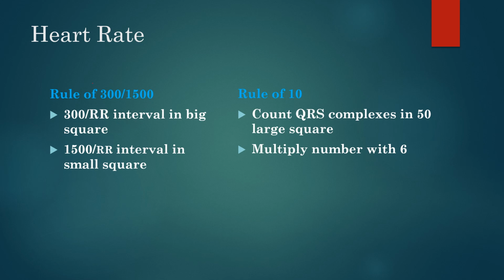One is the rule of 300 or 1500. It applies when the rhythm of the heart is regular. If the rhythm is not regular, that is, it is irregular, then we apply the rule of 10, or rule of 6, we can say.